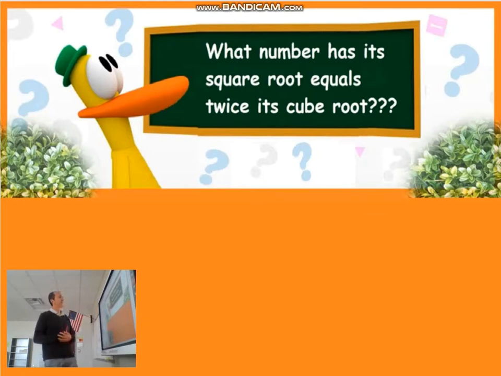He's asking you a question. What number has its square root equals twice its cube root? Very simple question, and maybe you know how to solve it, but later we will get back to this math puzzle, okay?